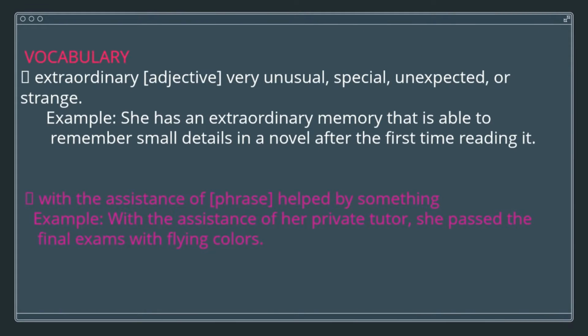Vocabulary: extraordinary, adjective, very unusual, special, unexpected, or strange. Example: she has an extraordinary memory that is able to remember small details in a novel after the first time reading it. With the assistance of. Phrase: helped by something. Example: with the assistance of her private tutor, she passed the final exams with flying colors.